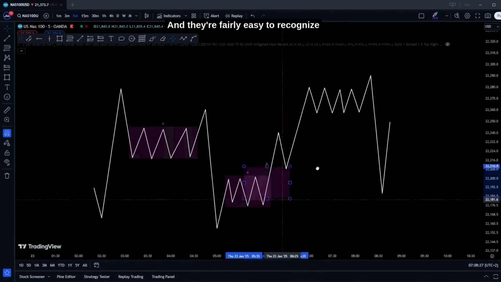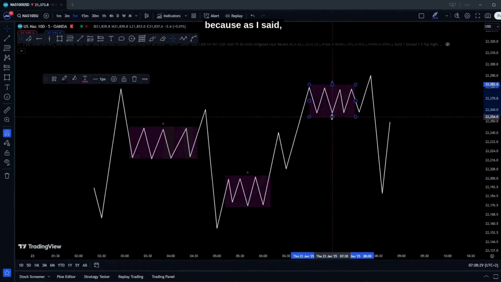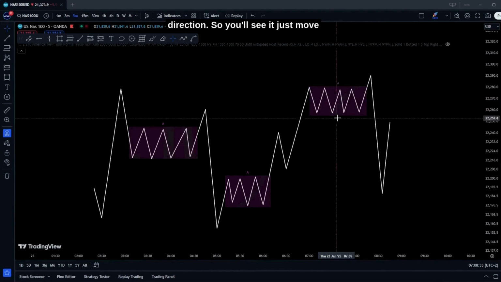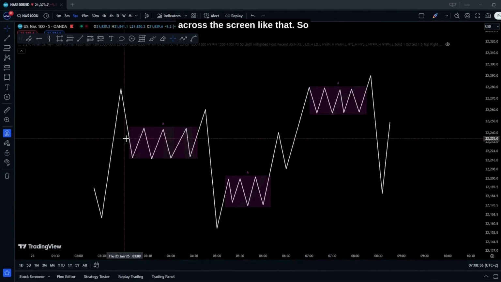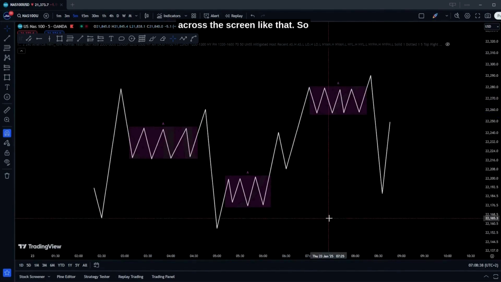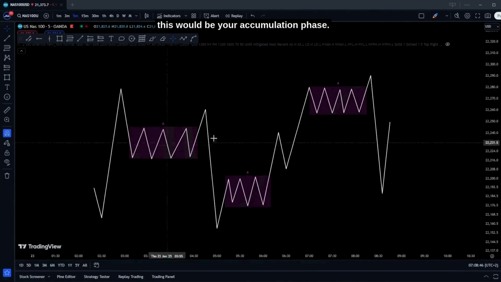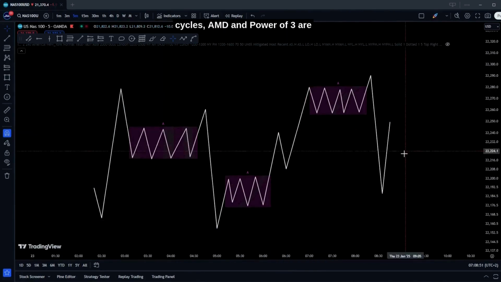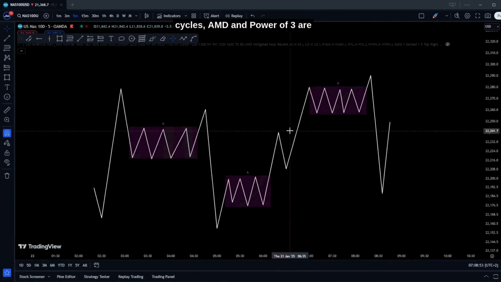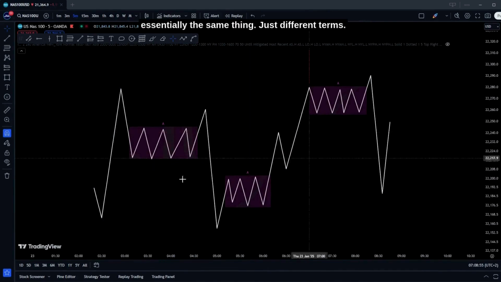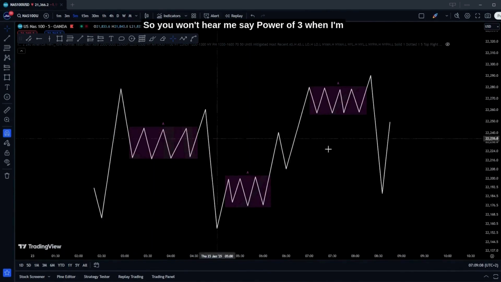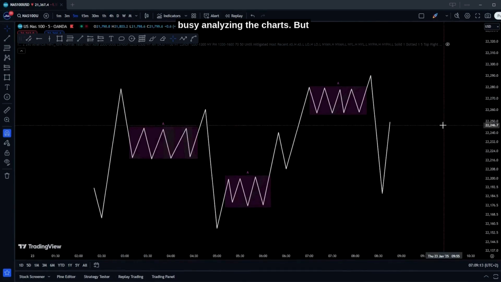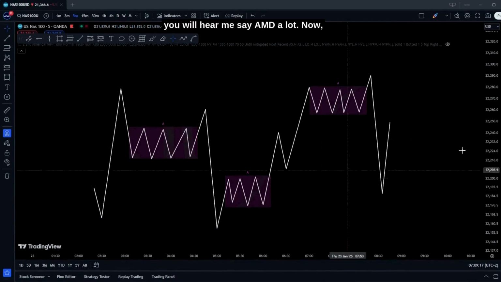and they're fairly easy to recognize because, as I said, they don't have a definitive direction, so you'll see it just move across the screen like that. So this would be your accumulation phase. Now, power of 3, since I said there's 3 cycles, AMD and power of 3 are essentially the same thing, just different terms. So you won't hear me say power of 3 when I'm busy analyzing the charts, but you will hear me say AMD a lot.